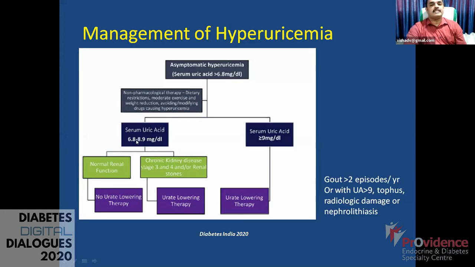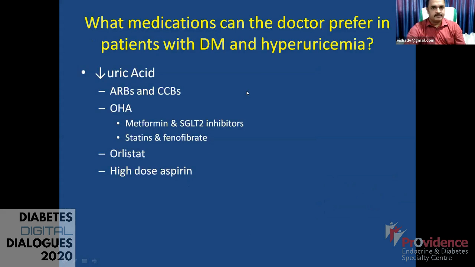In the setting of uric acid between 6.8 to 8.9 and CKD 3 and 4, although the evidence from the PEARL study and a couple of other subsequent studies was not in favor of giving allopurinol, most nephrologists prefer to give urate lowering therapy at this point of time, because some studies have previously shown that urate lowering therapy might be beneficial in preventing the progression of CKD from stage 2, stage 3 and 4 to end-stage renal disease. And what is important is that we as doctors should know that there are some medicines which we may prefer in a patient with diabetes and hyperuricemia.